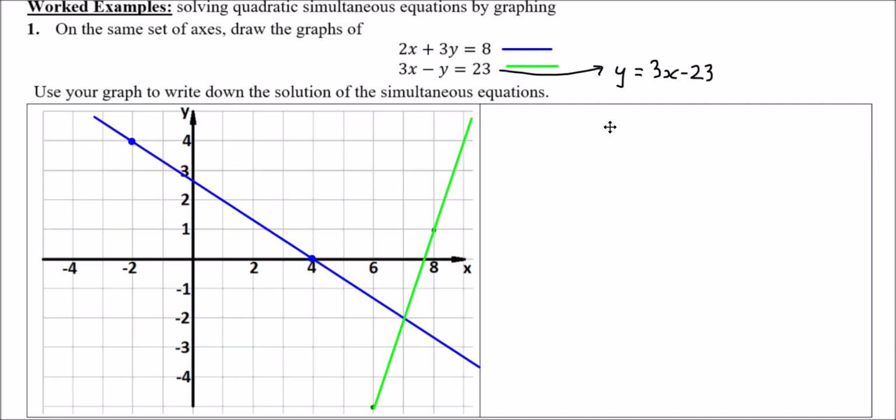Where they cross, that's going to represent the solution to these simultaneous equations. So we can see here they cross at a particular point where x is 7 and y is minus 2. They intersect here. And from that, we can therefore deduce that the solution to these simultaneous equations is when x is 7 and y equals minus 2.